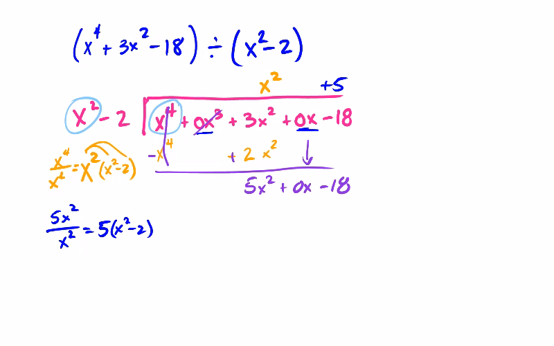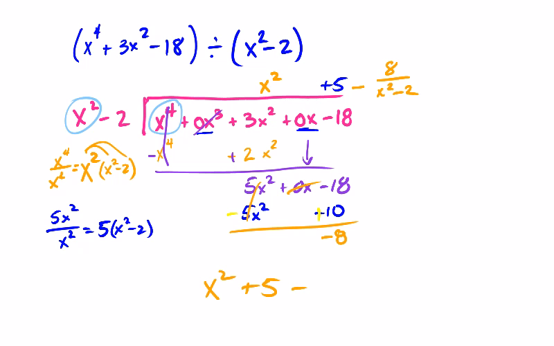And so we have 5x squared when I distribute, and then minus 10, and we're going to change the signs, and we're going to add down. So these will cancel, that's already 0, and then that gives me negative 8. Okay, and now I have a remainder. So what do I do with the remainder? Well, we turn it into a fraction. So we can either say plus negative 8 over x squared minus 2 or minus 8 over x squared minus 2. And so my answer is x squared plus 5 minus 8 over x squared minus 2.